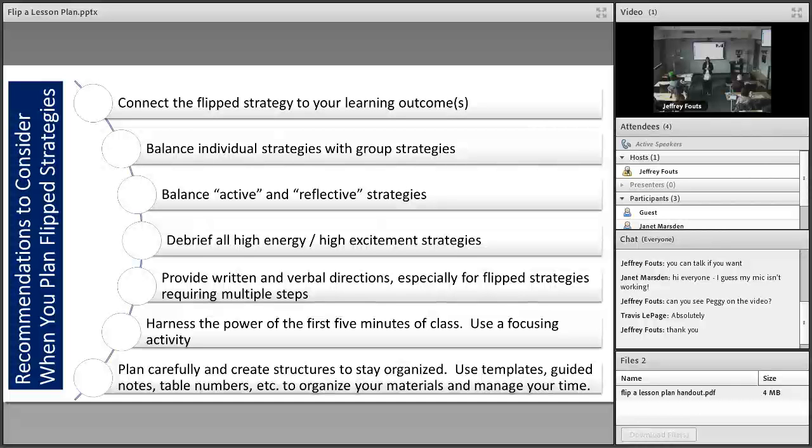Anybody have any questions on flipping a lesson plan? That's a really good book. It has fantastic focus activities. So in a full class, in a course, what's the ideal number of classes or lesson plans that you flip?